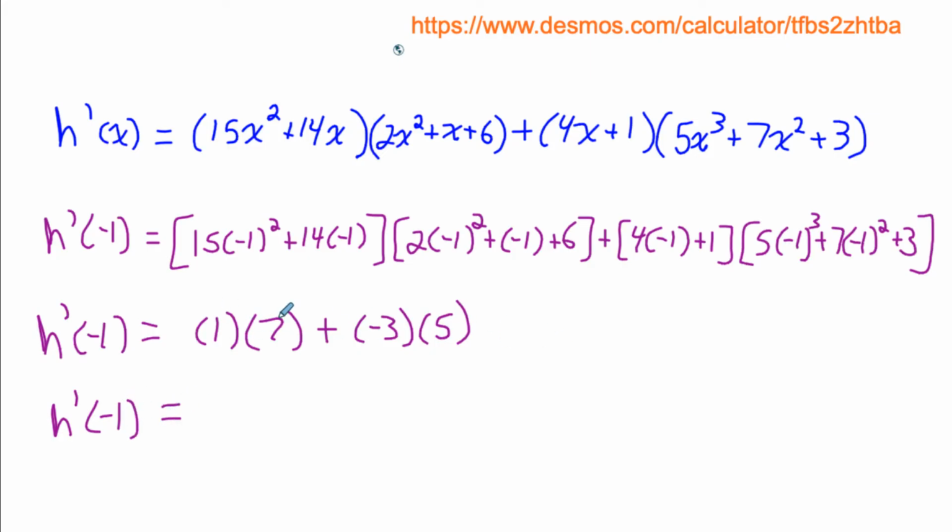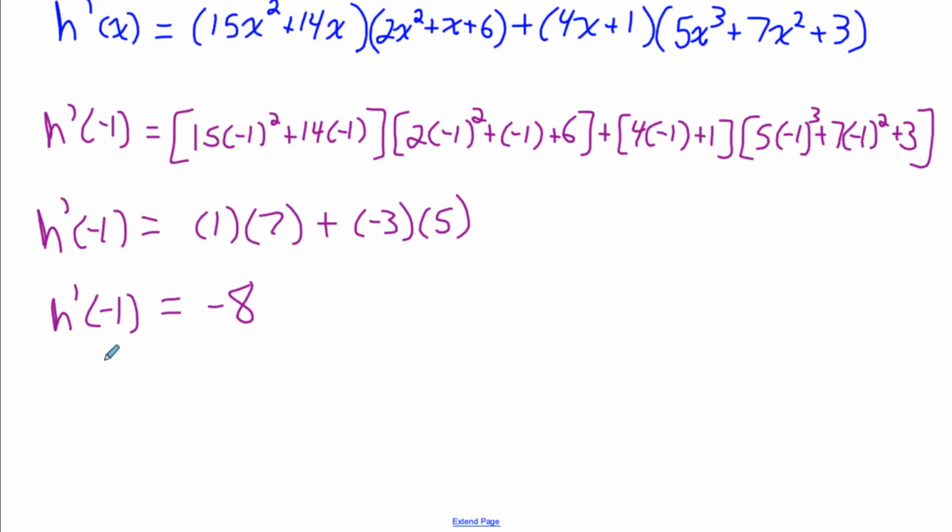So if we evaluate this, I have 7 minus 15, that's -8. And that's exactly the value of the derivative when x is -1 that Desmos gave us as well. It tells us the slope of the tangent at an x value of -1 is -8. That's the instantaneous rate of change at that x value on the original function.